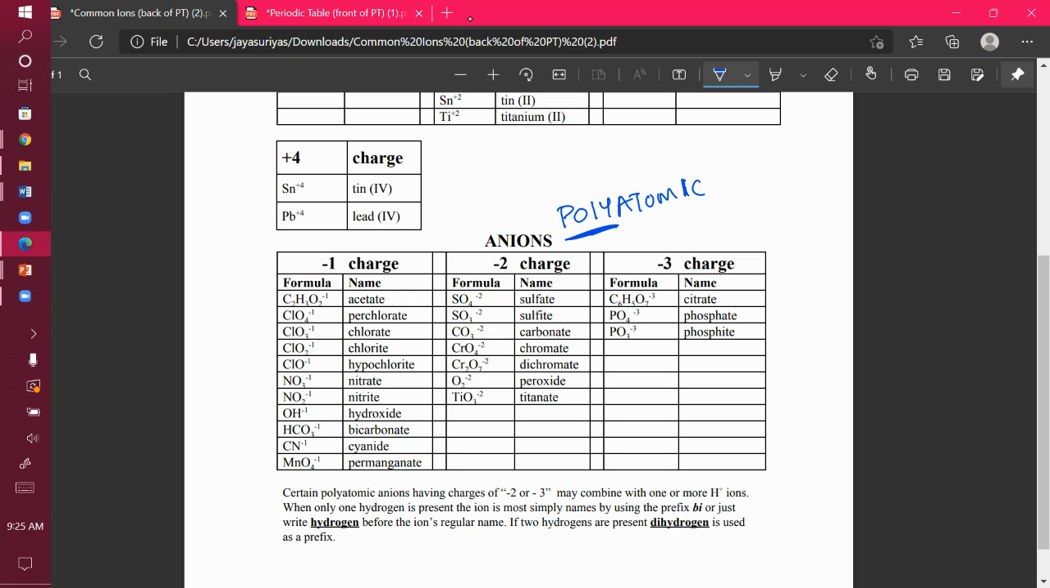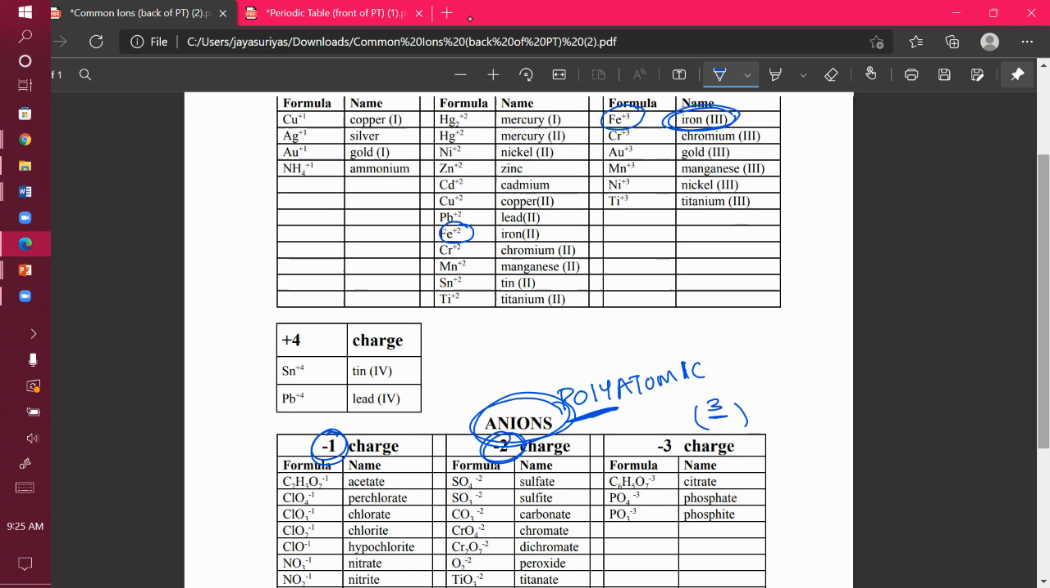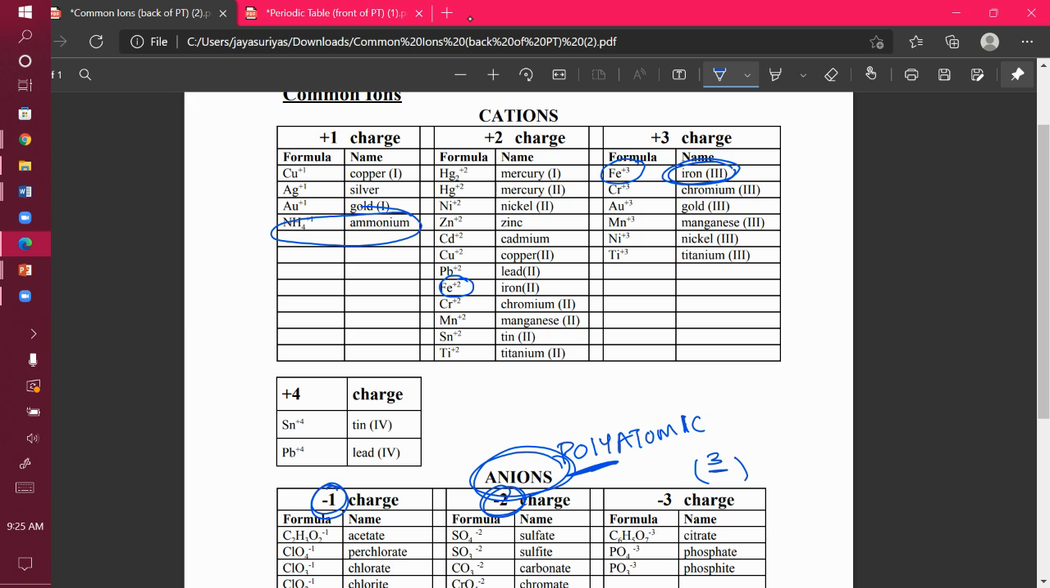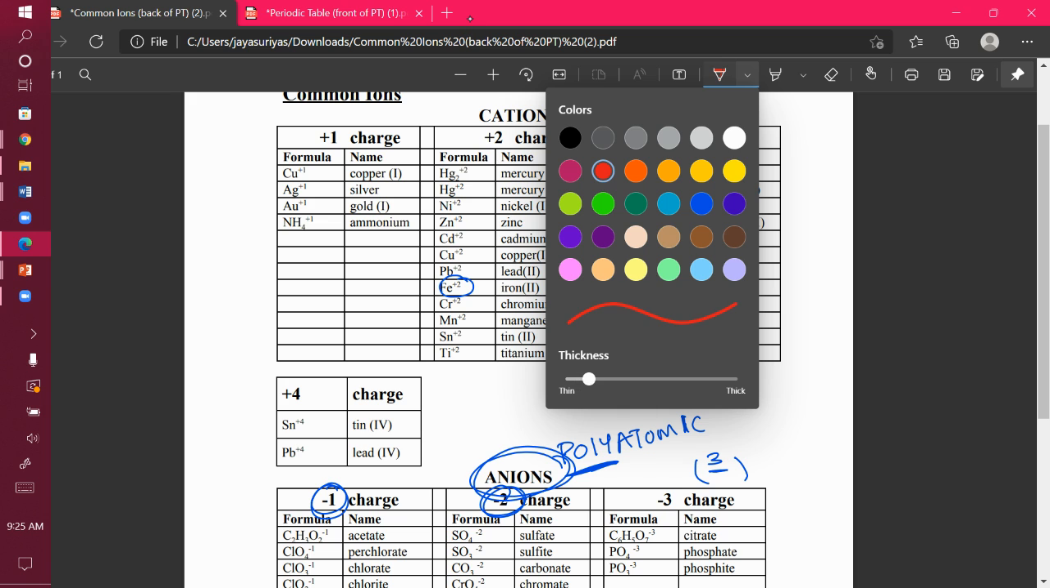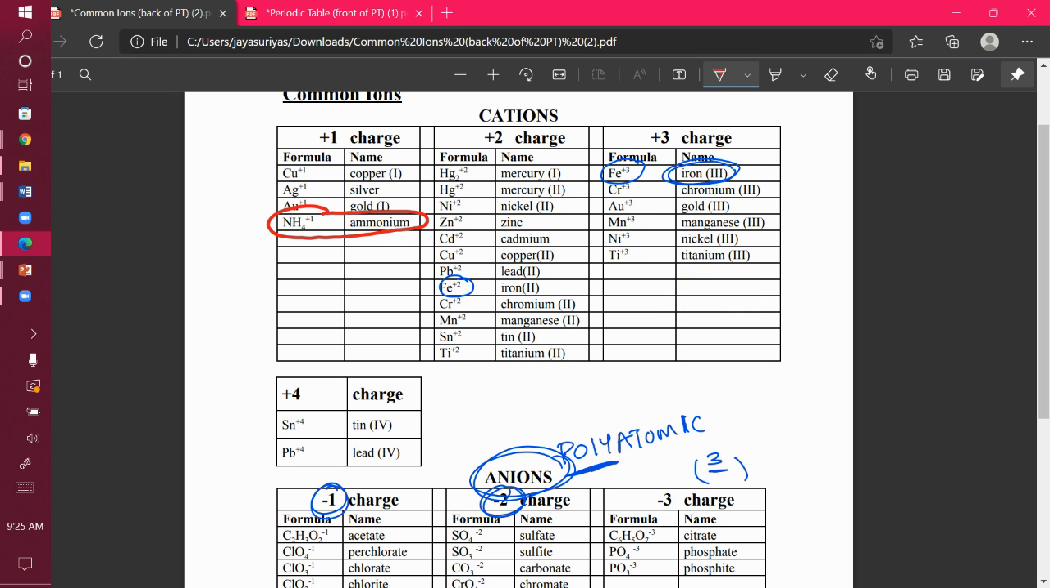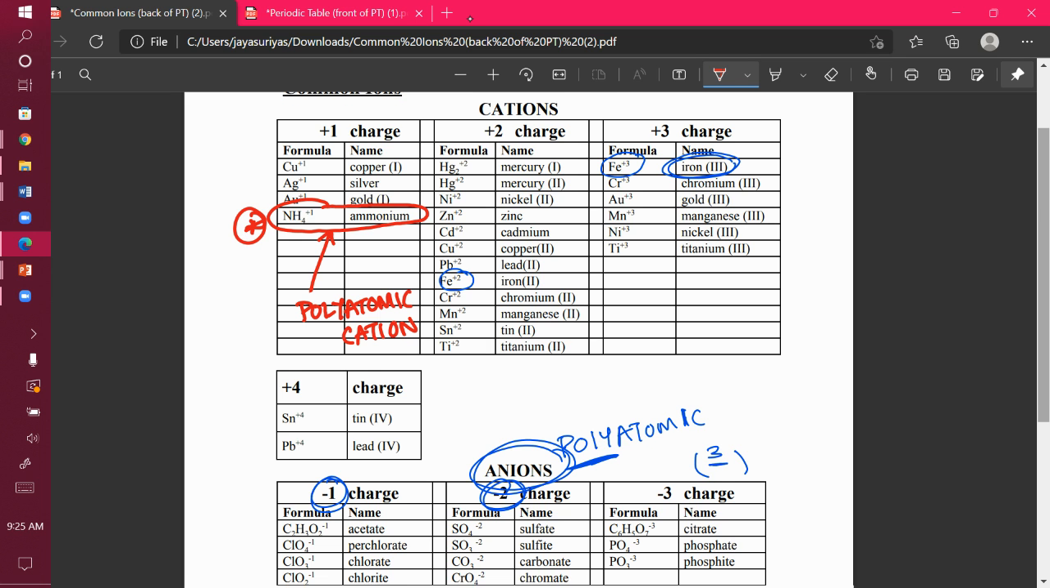Most of your polyatomics are anions, meaning they have minus charges. This is minus 3, this is minus 2, this is minus 1. There is one cation, a polyatomic cation, and that's right over here. This is the only polyatomic cation that you have to deal with. So I would make a note on your periodic tables that this is polyatomic and put a star here. It's always something that people miss.